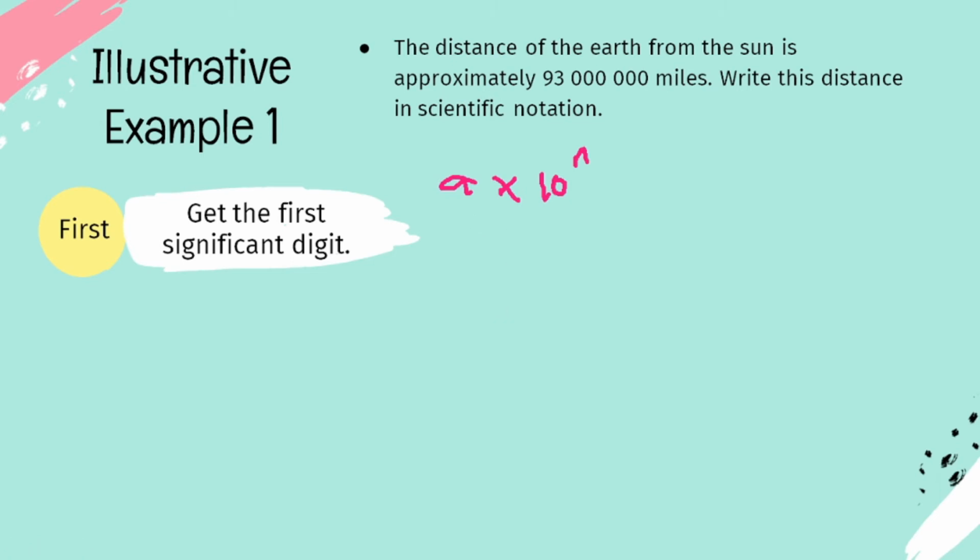At meron tayong rule na yung A ay dapat equal o mas malaki kay 1, at hindi lalagpas kay 10. So, ito muna yung kukunin natin, yung A. Ano ba yung dapat nating A? Let's have this 93 million. Dapat makuha natin na merong isang number to the left na equal kay 1 or mas malaki kay 1 pero hindi lalagpas kay 10. So, dapat maiwan si 9 na mag-isa sa kaliwa.